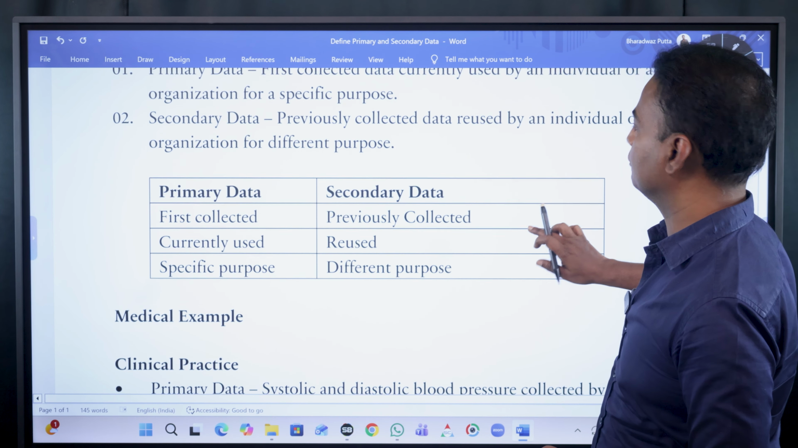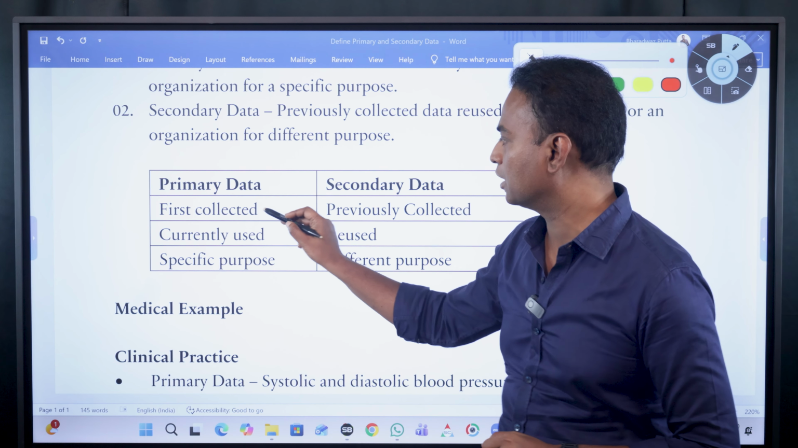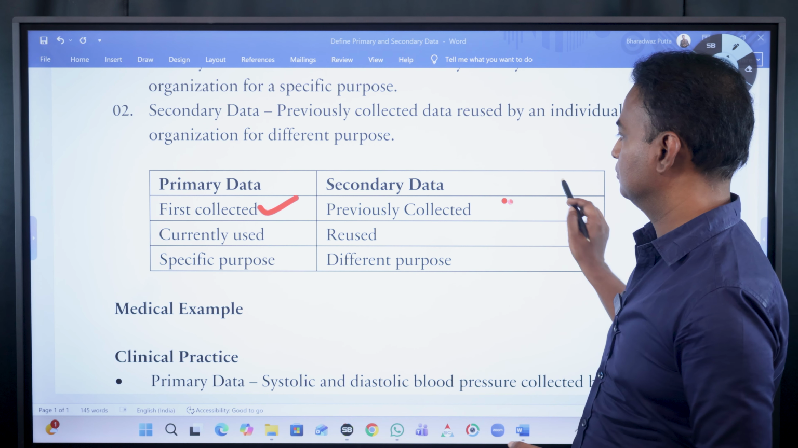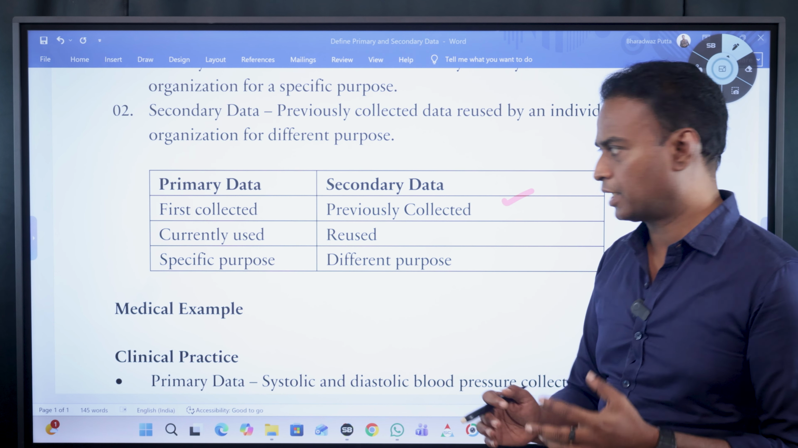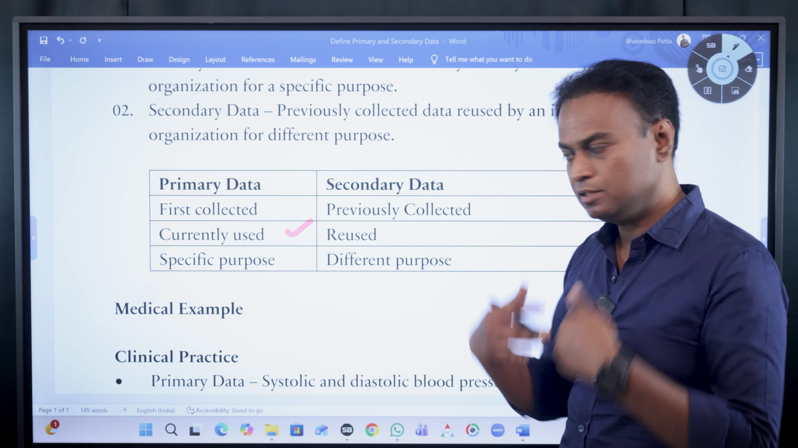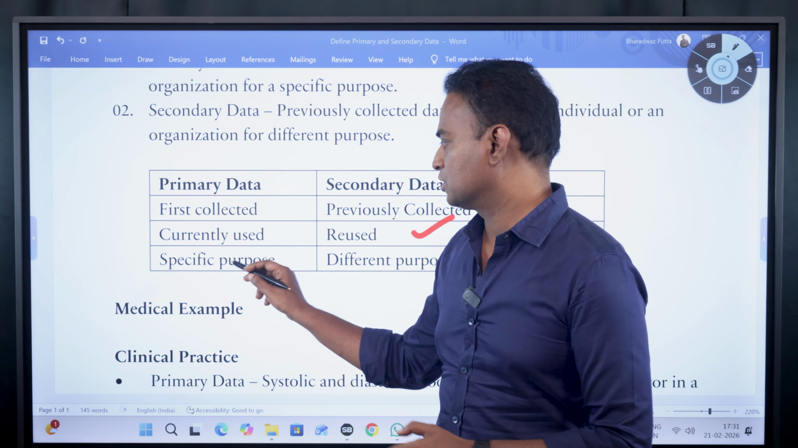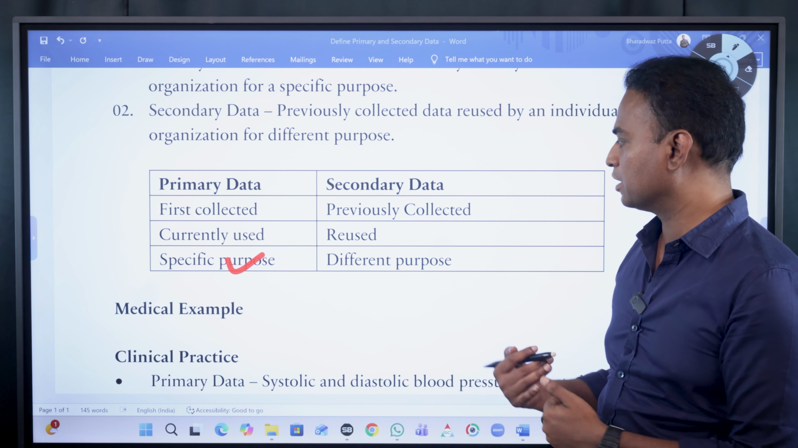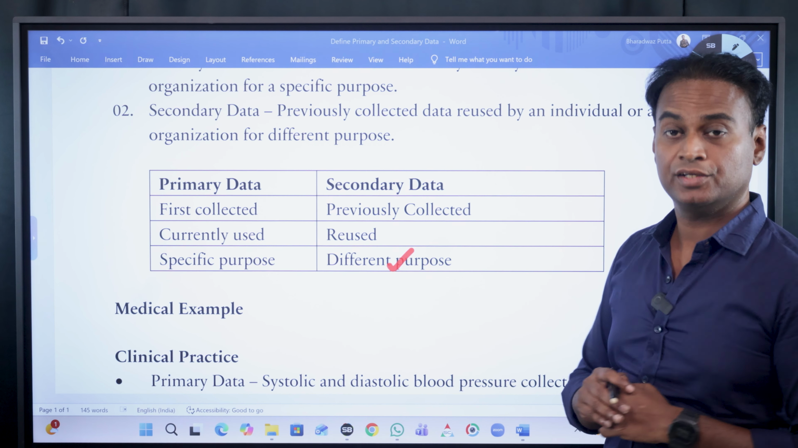Now we will find the differences. In this chart you can see primary data is collected for the first time. Secondary data is previously collected data. Primary data is currently used in the project which you are doing currently. The secondary data is already collected for a different project and it is reused. The primary data is for a specific purpose, and when the same data is used for a different purpose, then it is known as secondary data.